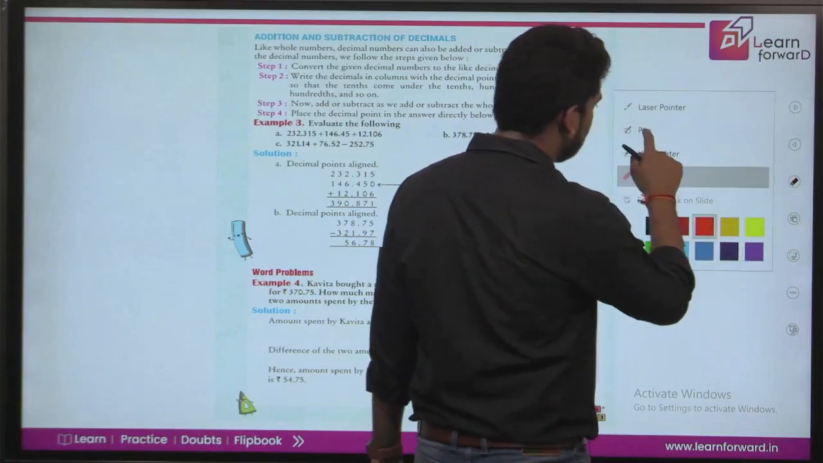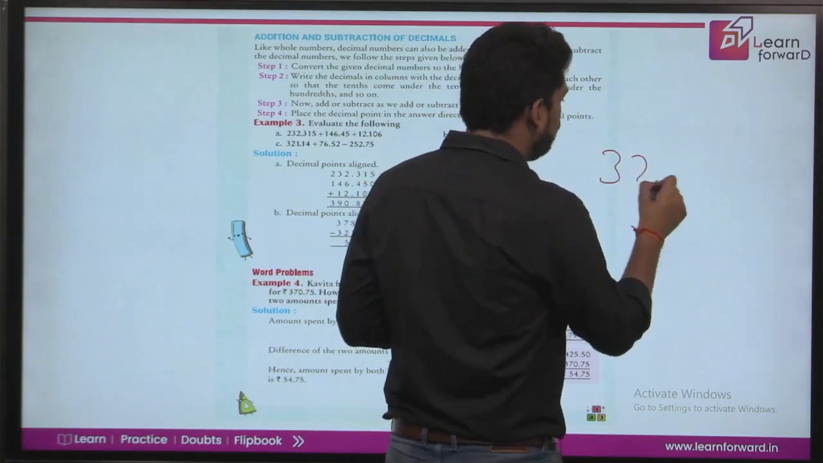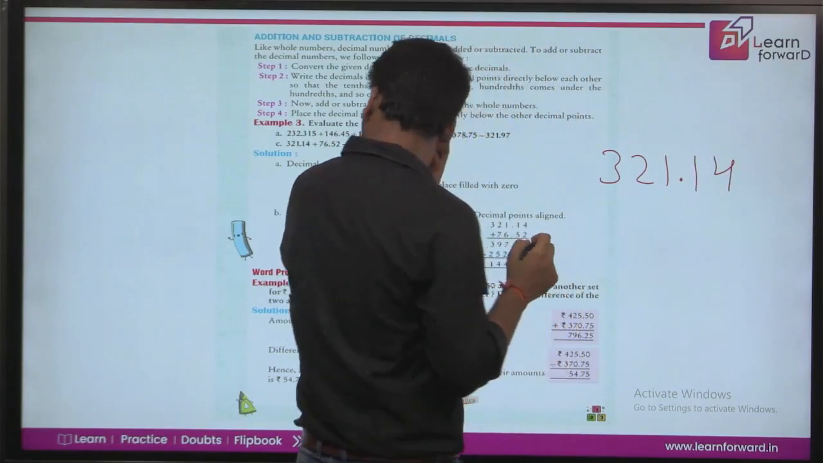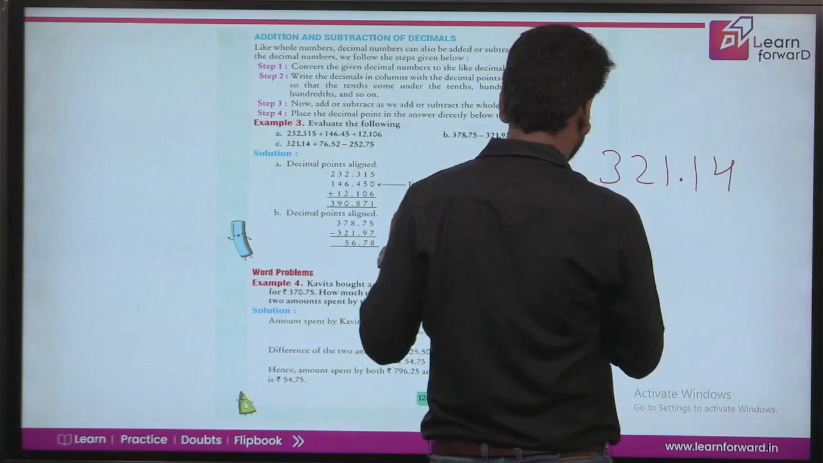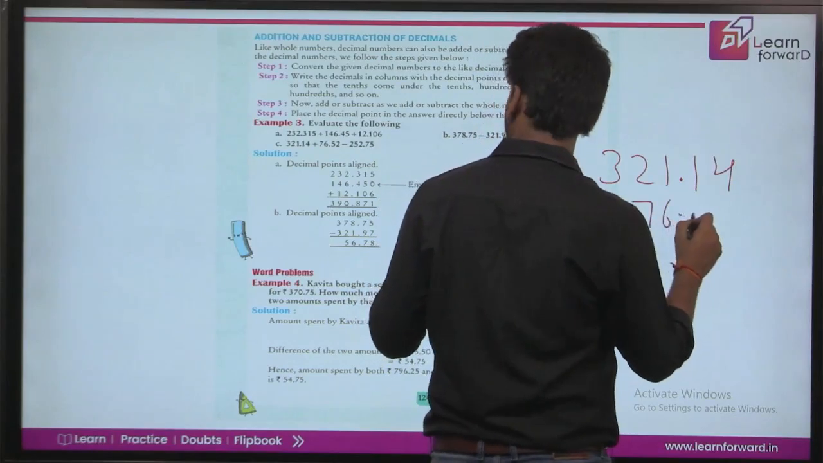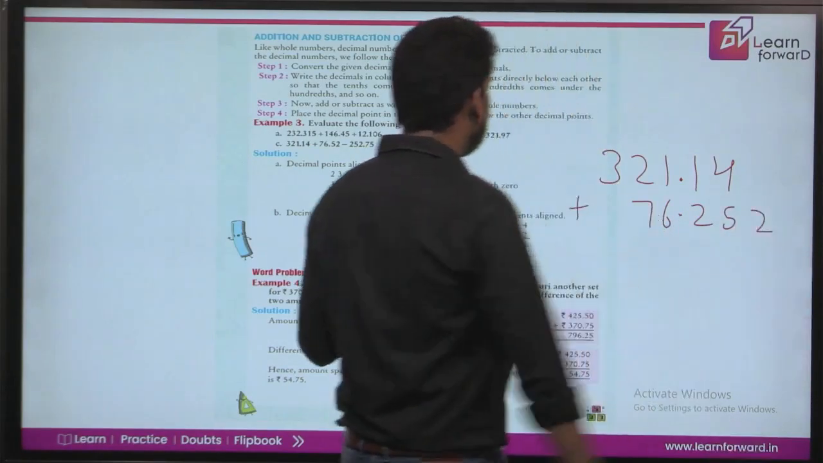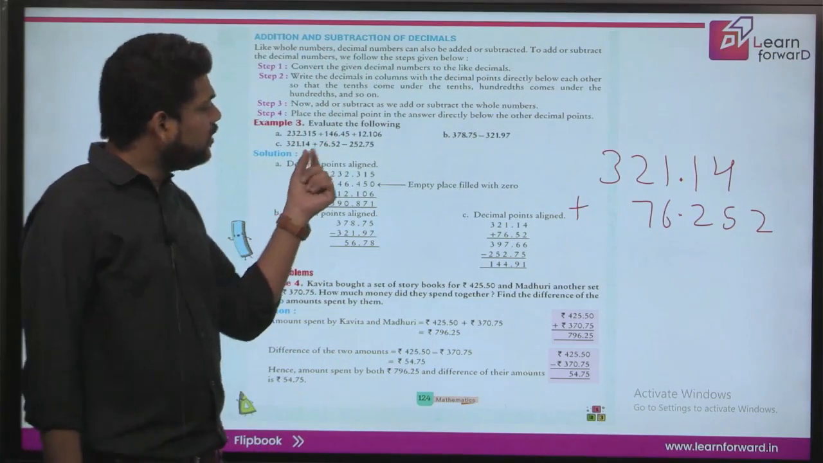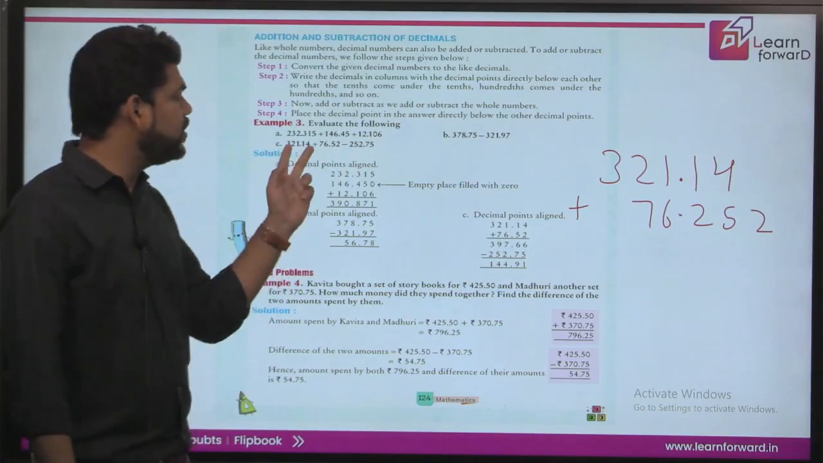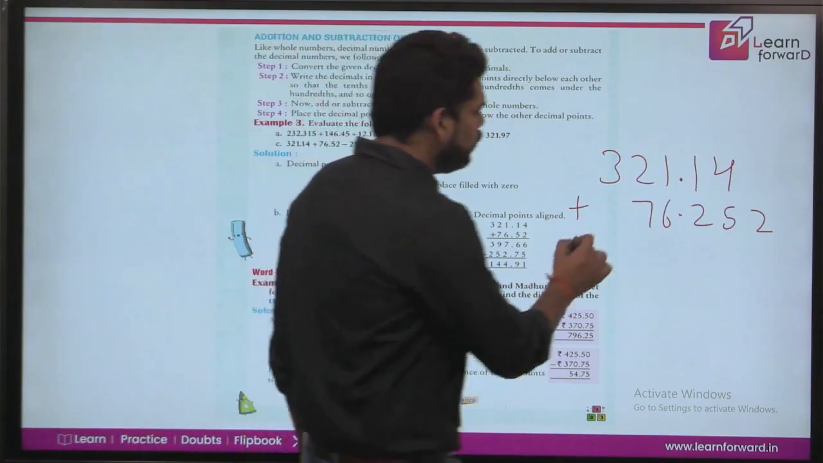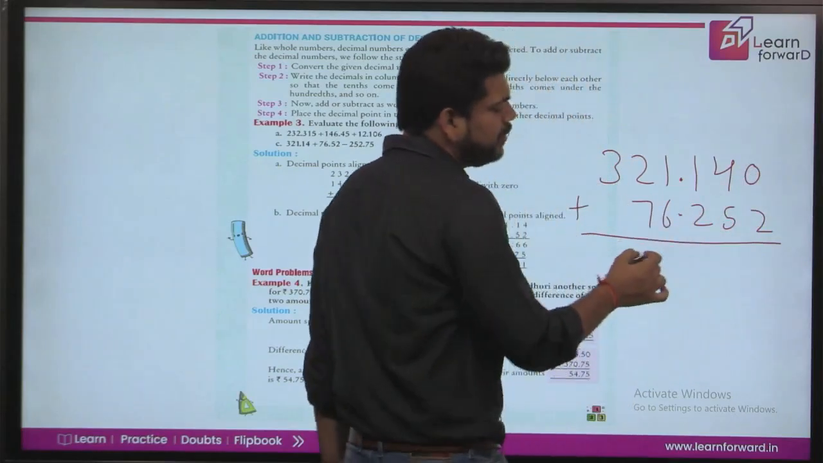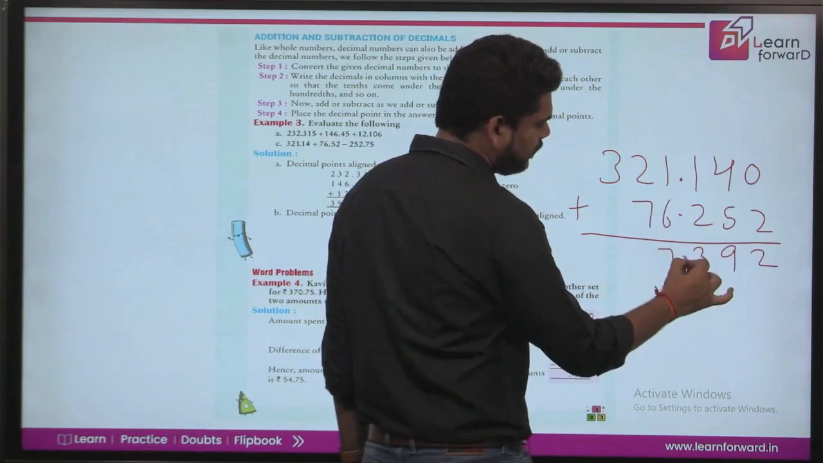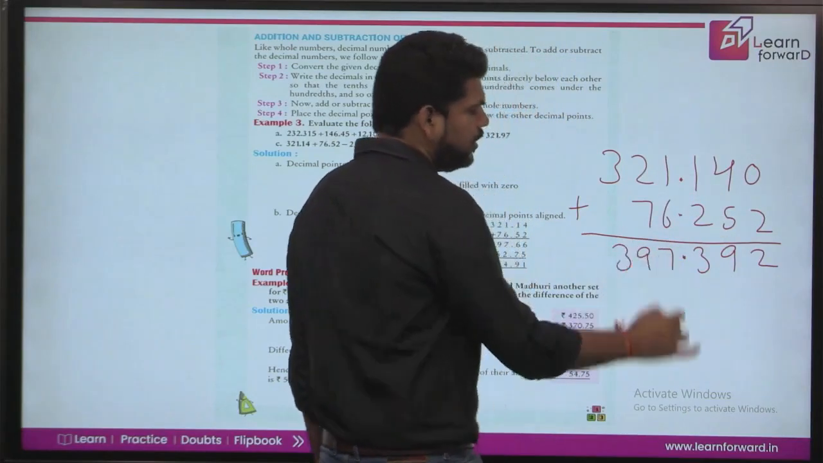You will be able to find the difference between them. Let's do one part over here. 321.14 plus 76.252. Now if you see here in the C part, these two numbers are being added and this number is being subtracted. So we'll first add them according to BODMAS. So we have to add them, converting into like decimals. 2, 9, 3, 7, 9, 3. So this is our answer.